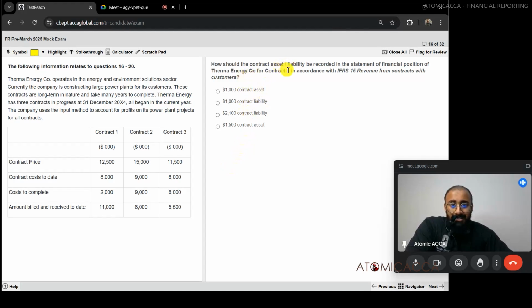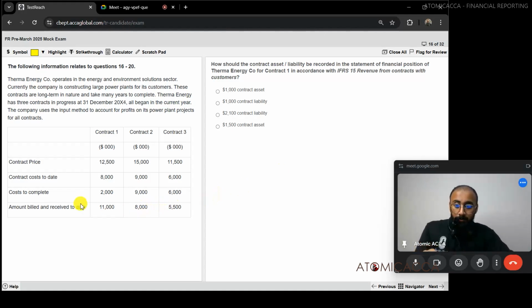How should the contract asset or liability be recorded in the statement of financial position of Therma Energy Company for contract 1, in accordance with IFRS 15? So they want to see how the contract asset or liability is to be recorded. How to get the contract asset or liability? What are the two things we compare? We see what is the revenue to be recognized based on the SOPL, and we see what is the progress billing. We compare that and see whether we have a contract asset or liability.